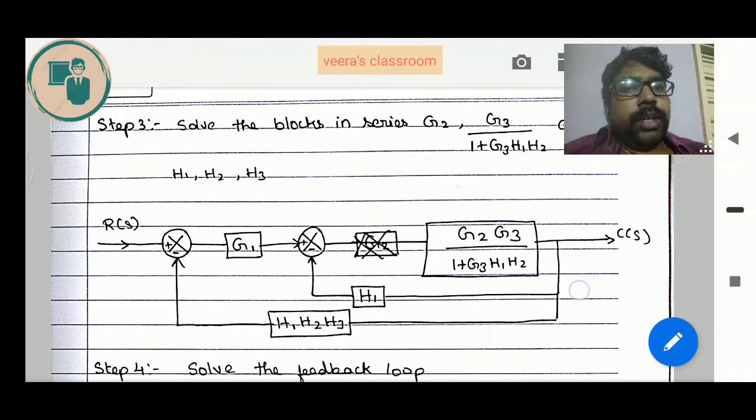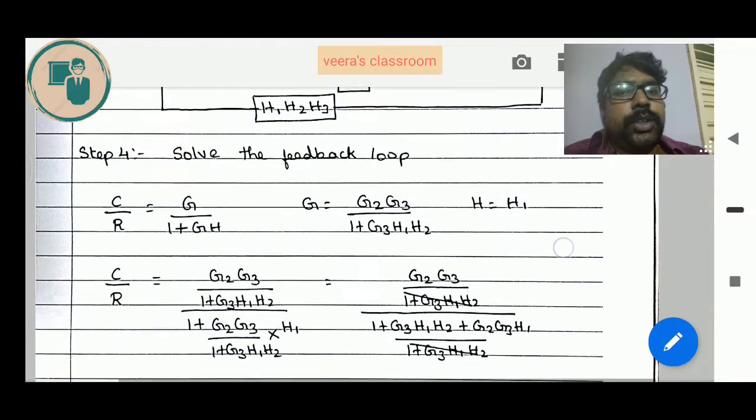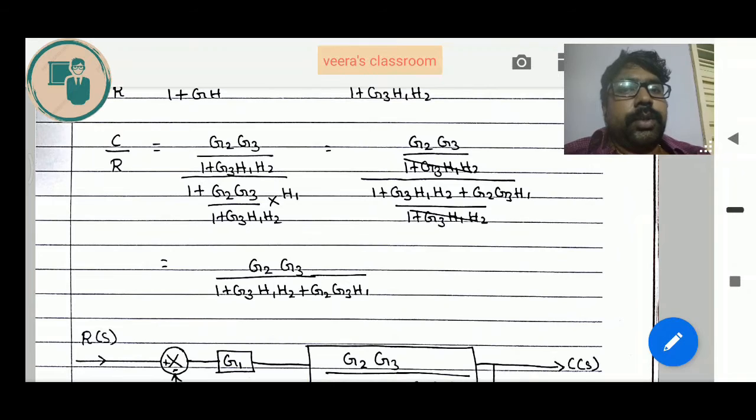So the formula for a feedback loop is G divided by 1 plus GH. When we substitute it, C by R equals G2 G3 divided by 1 plus G3 H1 H2, whole divided by 1 plus G2 G3 divided by 1 plus G3 H1 H2, into H1. H1 and H1 get cancelled. Oh no, it is not getting cancelled. We take the LCM here. After taking the LCM, the final C by R is going to be G2 G3 divided by 1 plus G3 H1 H2 plus G2 G3 H1.